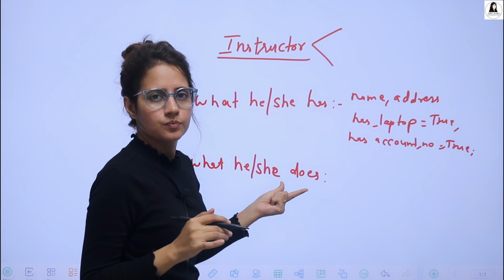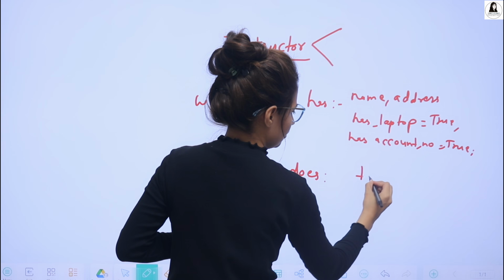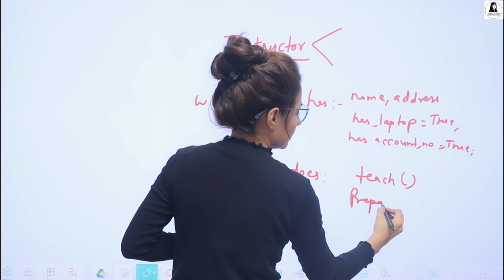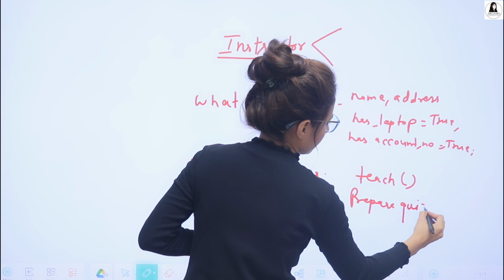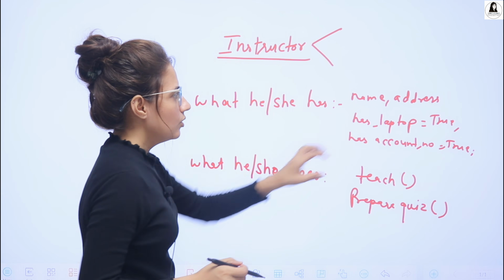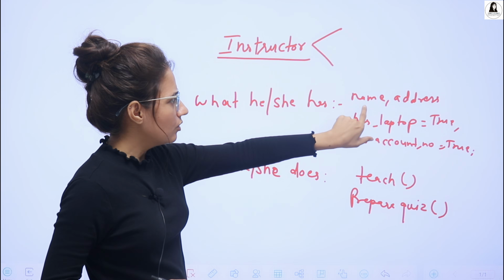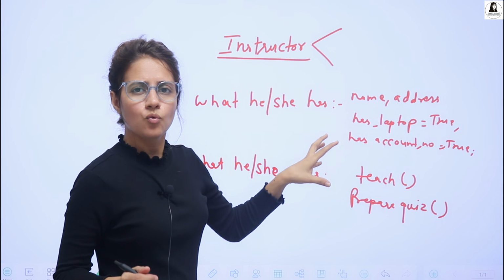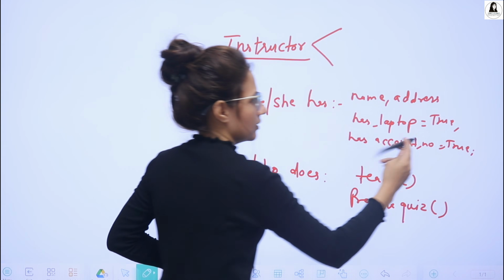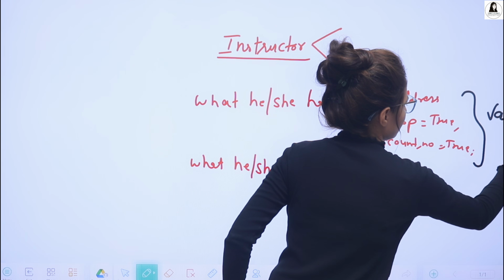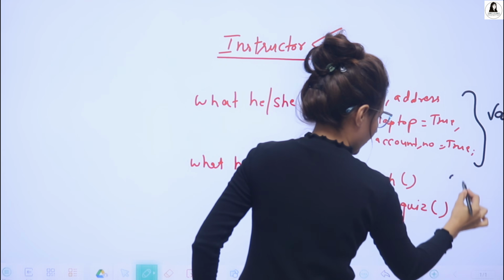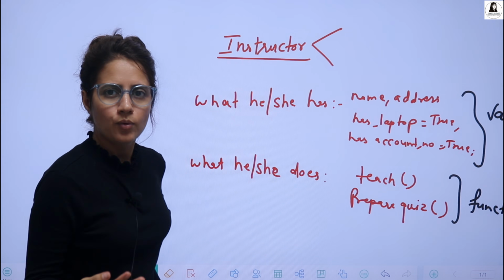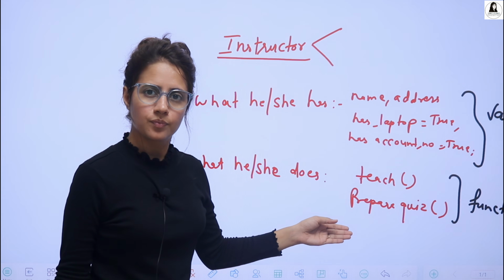And what I do, suppose I'm the instructor, then obviously teach, then maybe prepare quiz. So these are the attributes: name, address, has laptop, has account number, and location and all. These are what? Variables, we can say, simple variables. And what I do, these are functions. I teach, I prepare quiz, or any other thing also I can do.